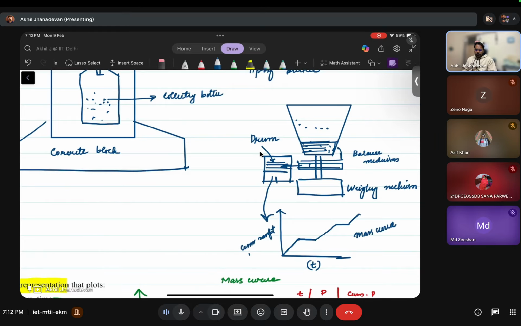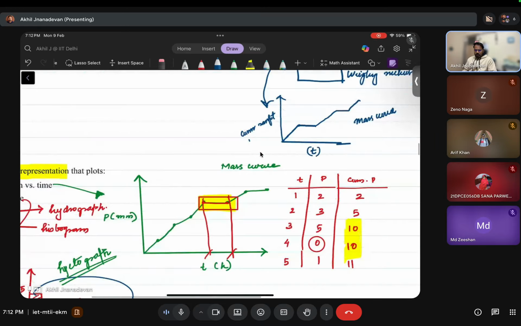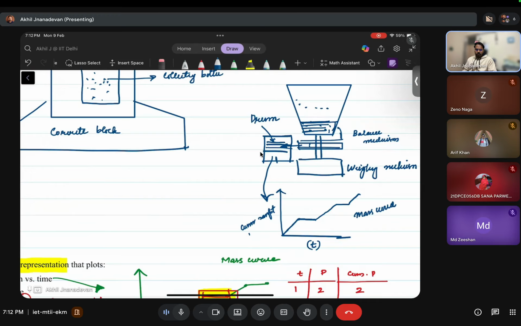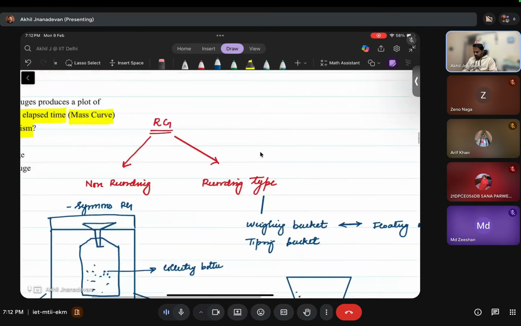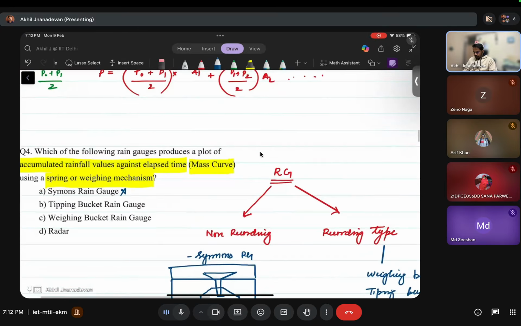So this is the mass curve which we have already seen here. This particular drum, with the help of the weight, using that pen will be measuring. As you said earlier, for that particular time the mass will be constant, right? The weight will be constant here because no more rainfall is getting added to that particular bucket. So basically, the weighing bucket type rain gauge will be giving us the mass curve directly.